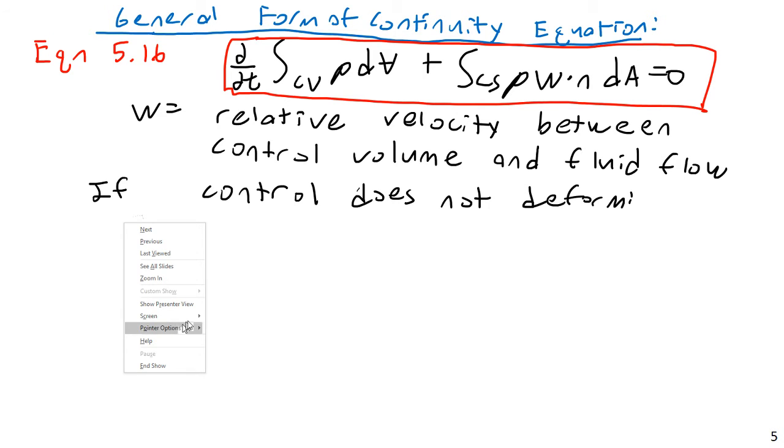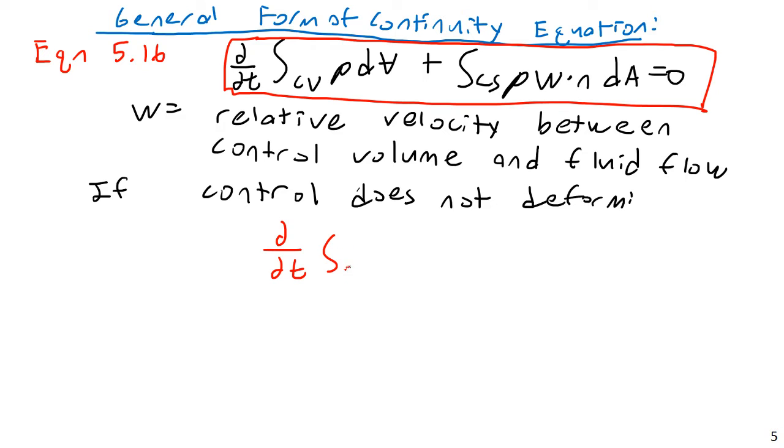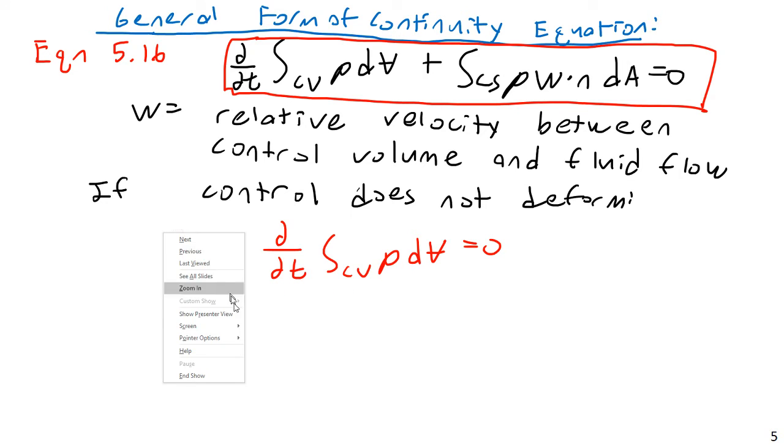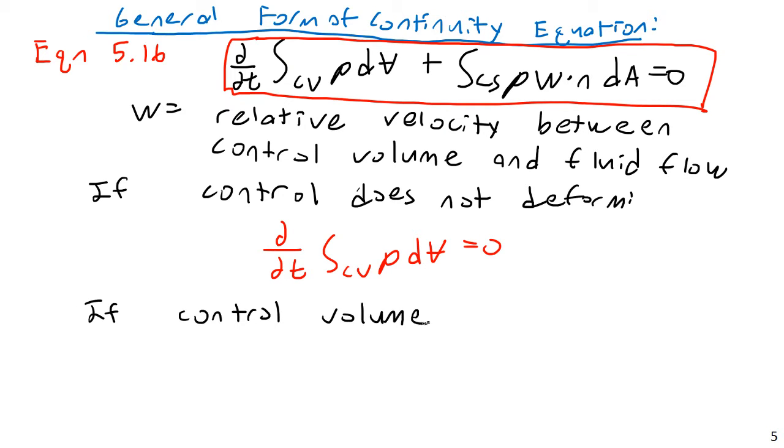well then we can just cancel out one of these terms. The first term will disappear. The partial with respect to t of the integral across the control volume of rho dV will simply be equal to 0. Then, if the control volume is stationary, that does not mean that this term is equal to 0. However, it does mean that W will simply be equal to the velocity of the fluid flow.